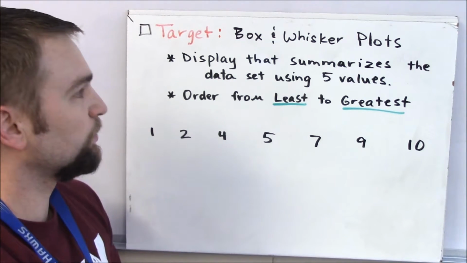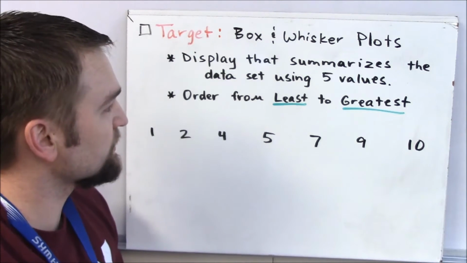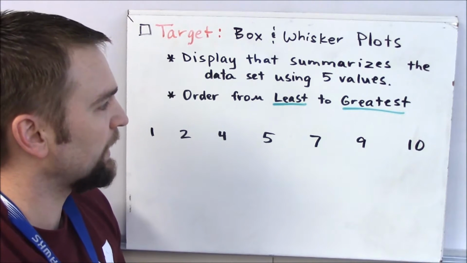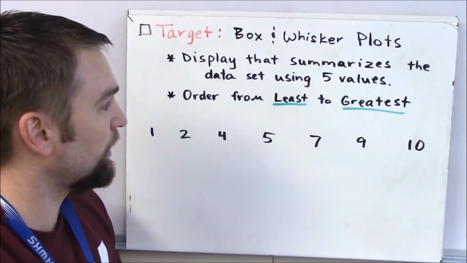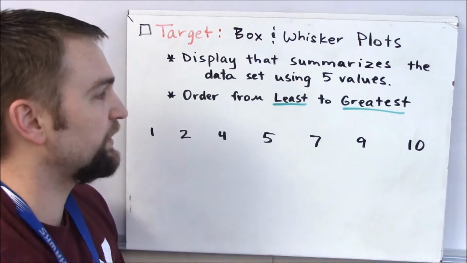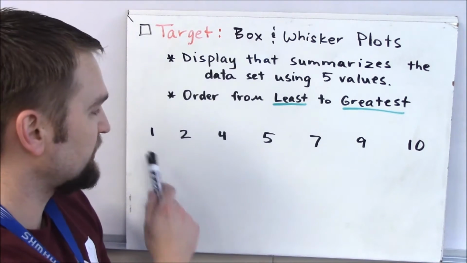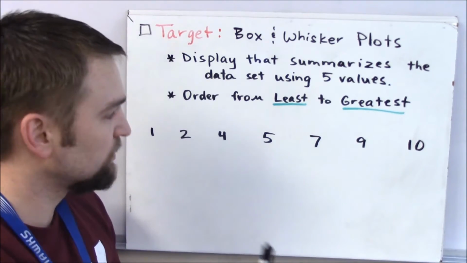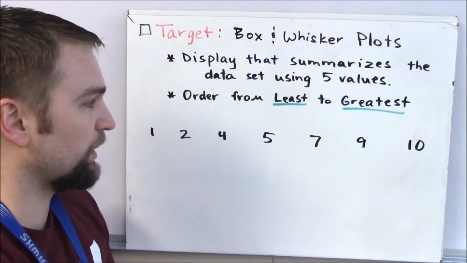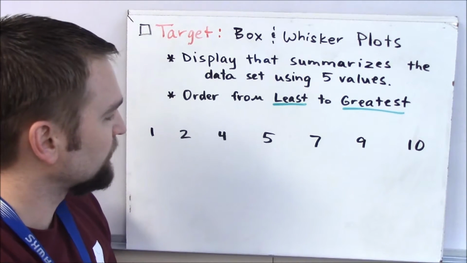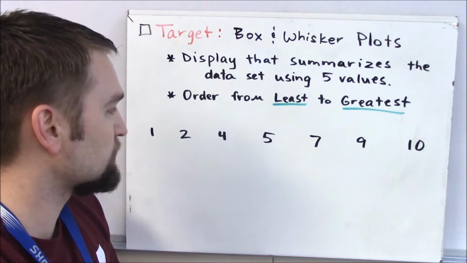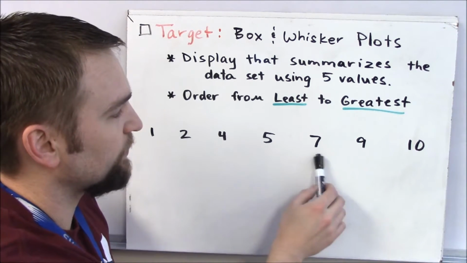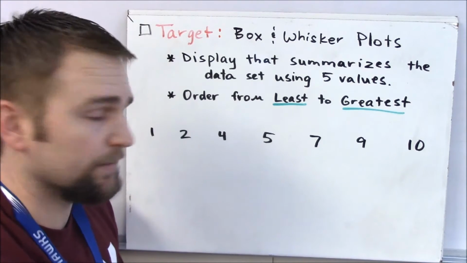A box and whisker plot is a display that summarizes the data set using 5 values. When we're making a box and whisker plot, it's important to order the data from least to greatest, which I did here. It could be in any order that they give it to you, and then I put it in order from least to greatest. Step 1, I'm going to find the median. If I look at my data, I have 1, 2, 3, 4, 5, 6, 7 pieces of data.